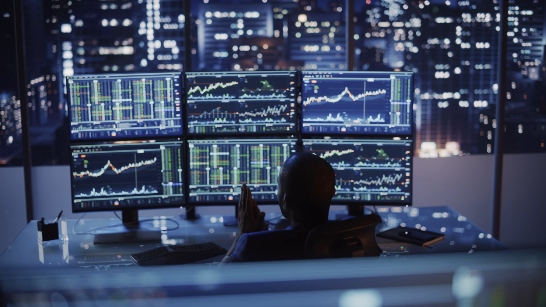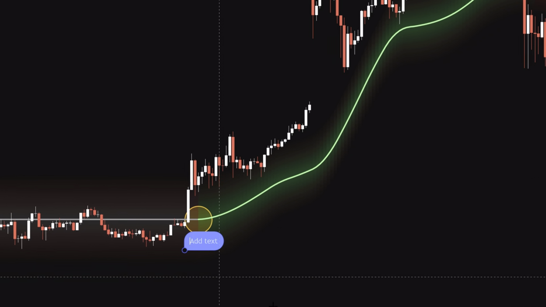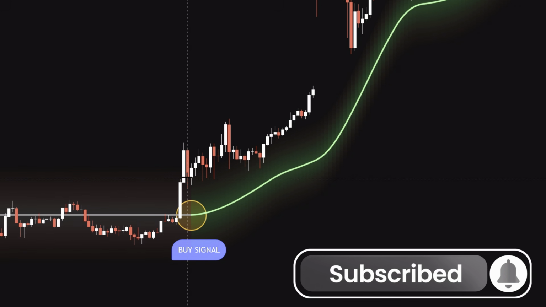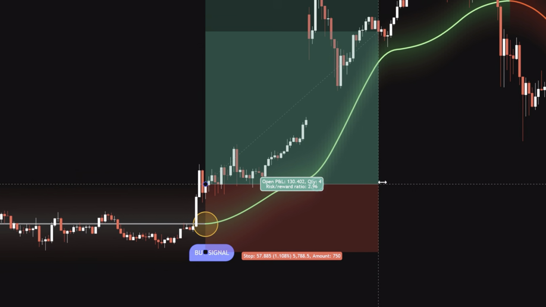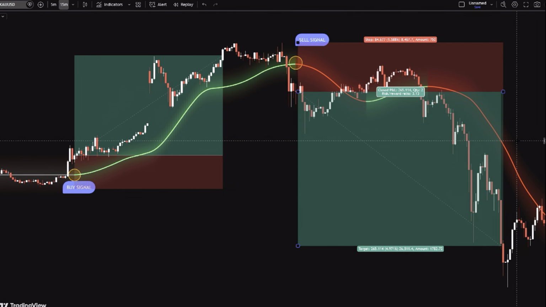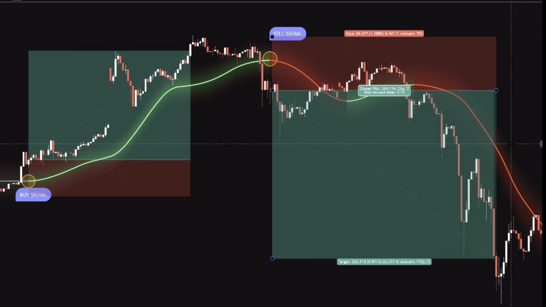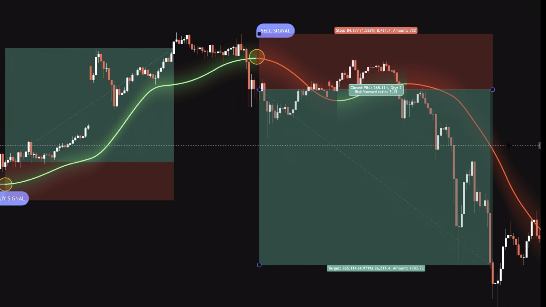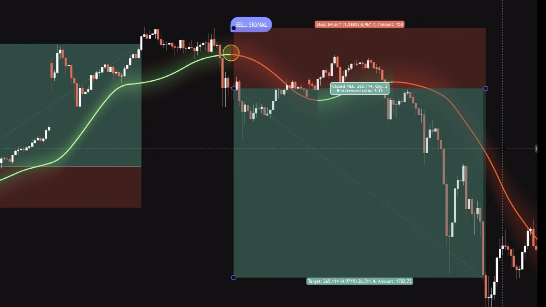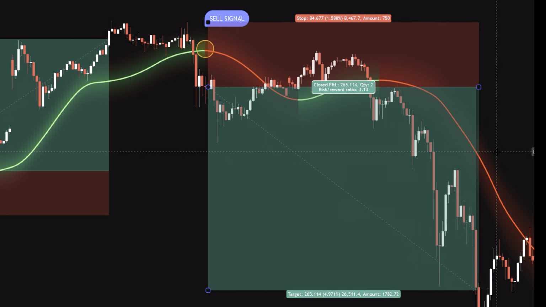Here's how traders usually approach this. They see the line flip green, they buy. It flips red, they sell. Sounds logical, right? Wrong. In a choppy, ranging market, the line will flip back and forth like a metronome. And every flip is costing you money. You're not trading momentum, you're trading noise. You're getting caught in stop-loss hunting, and the market is designed to shake you out before the real move happens.